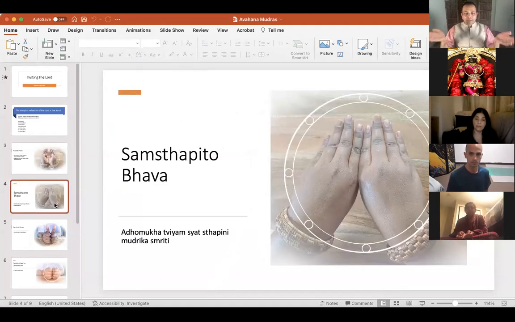So the next step is sthapito, samsthapito. Please be seated. Right? Whenever there is a national anthem on the stage, after that, we say, audience, sit down. Correct? So similarly, after inviting the Lord, you reverse your fingers. It is called samsthapito. But it still remains the same, Vishahara Mudra.